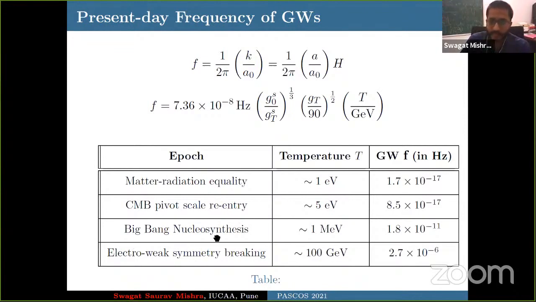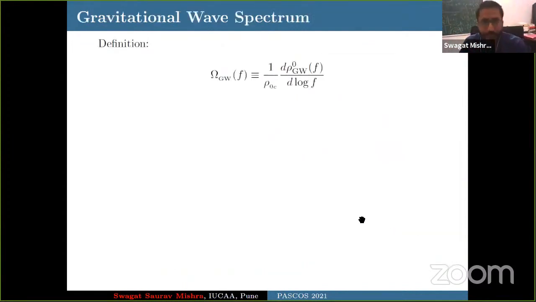But what is important is the Big Bang nucleosynthesis frequency. The temperature is around 1 MeV and the frequency is around 10^-11 hertz. So reheating has to get over before this period. That's the minimal conservative constraint we have for sure.